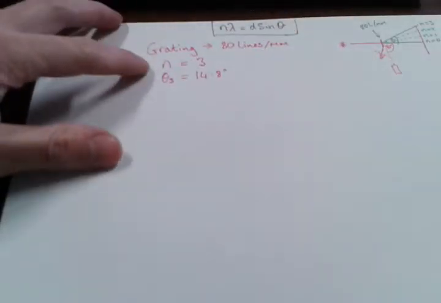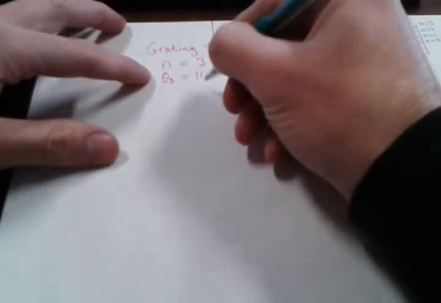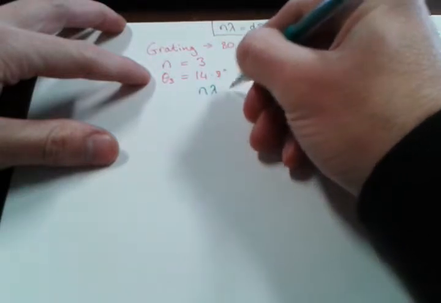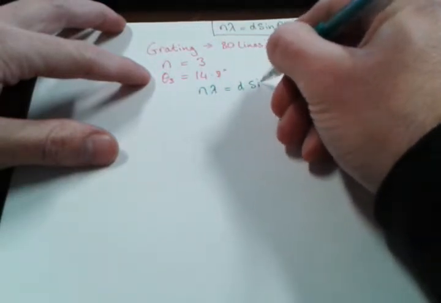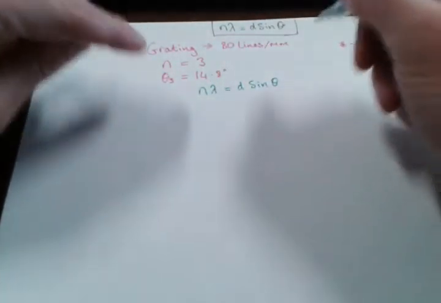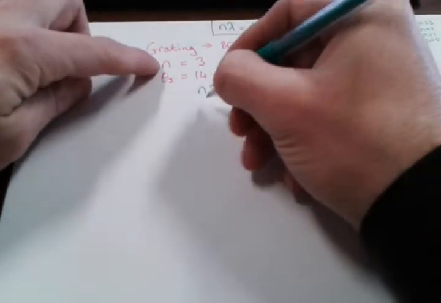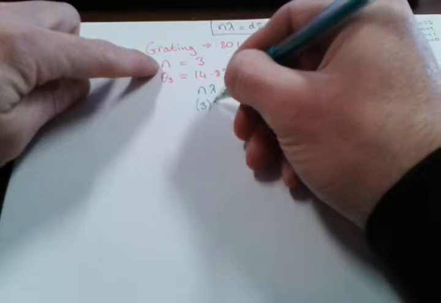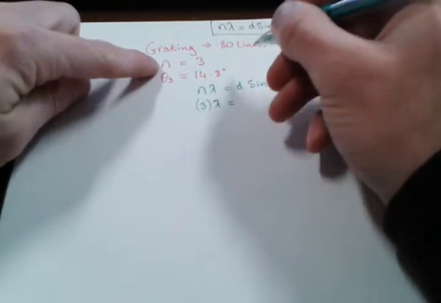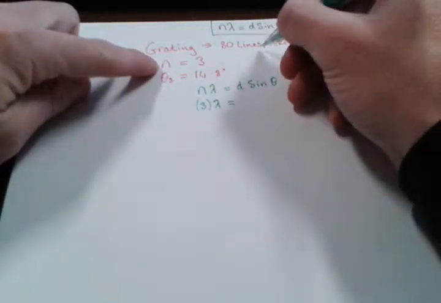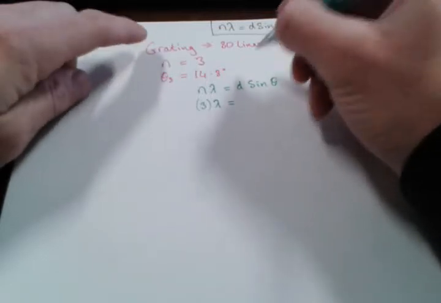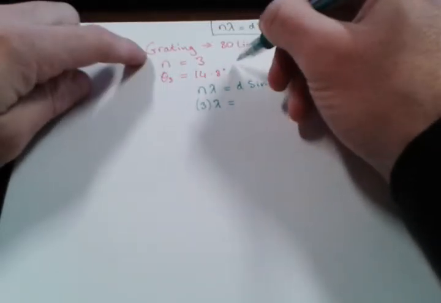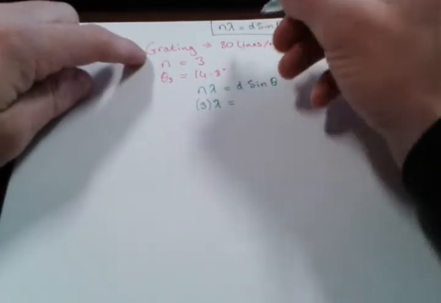So let's do that as an example again by doing n lambda is equal to d sine theta, using the information that's given here. So here we're talking about a third order image. This is just to figure out what the wavelength is, right? The wavelength of the monochromatic light. Now, d, we didn't work out what d was. You might be inclined to put in 80 here, but that's not right.